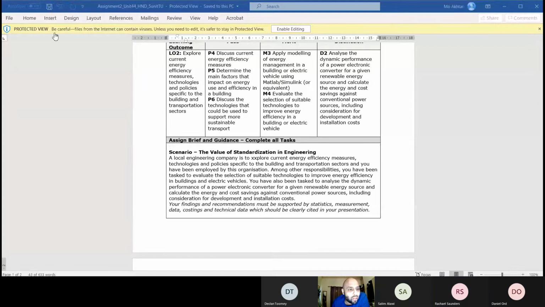Okay, what we're going to do, we're going to go through the other assignment now, which is a bit more technical one, but it's a very easy one as well. Go back to the assignment unit. Yeah, it's assignment 2 in unit 45.